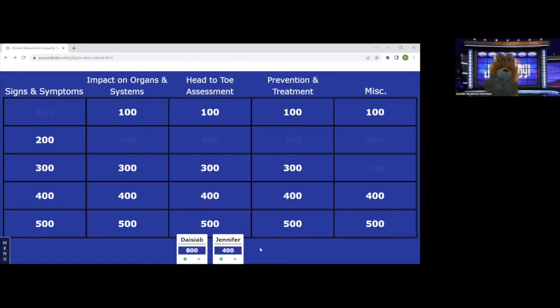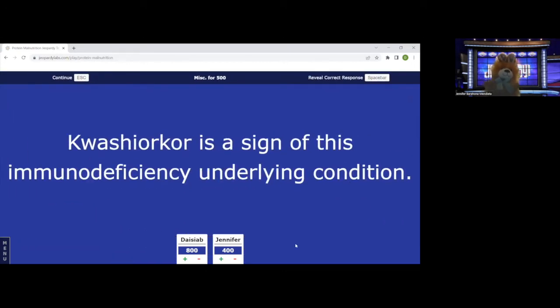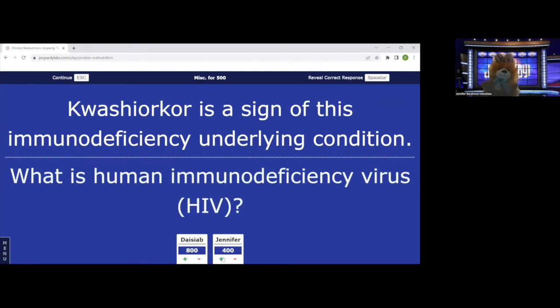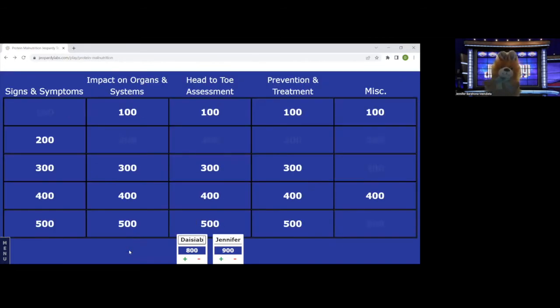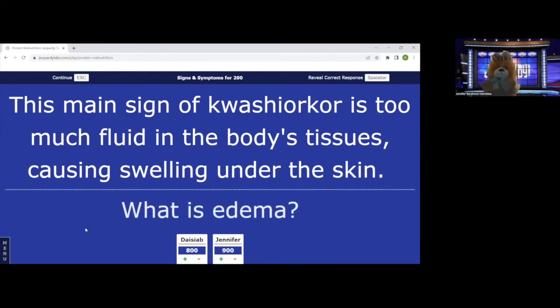Let's do miscellaneous for 500. Kwashiorkor is a sign of this immunodeficiency underlying condition. What is human immunodeficiency virus, also known as HIV? Correct. Signs and symptoms 200. This main sign of kwashiorkor is too much fluid in the body's tissues, causing swelling under the skin. What is edema? That is correct.